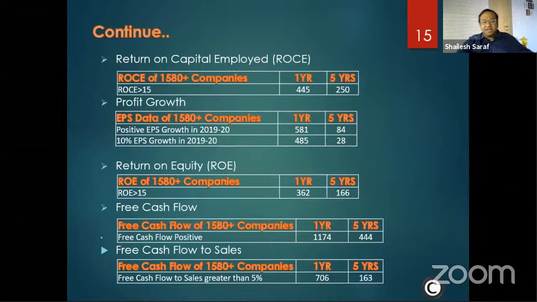How many companies are there? If you see, only 166 companies are able to do it. So that means it is a very difficult thing to do, right? Only 10% companies are able to do it. Okay. And another thing is free cash flow. Free cash flow is not easy, friends. Free cash flow means that if the company is in profits, how much money is it saving?